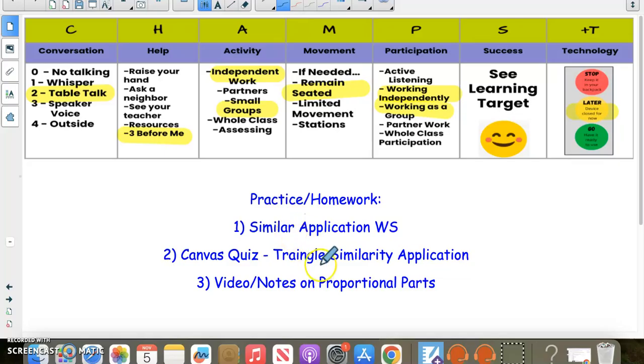Okay, so this is our practice that we're going to work on, or your to-do list. Alrighty, worksheet, triangle similarity application, Canvas quiz, and then you have notes on proportional parts. So you have quite a bit to do, so get to work, and we'll see you later.